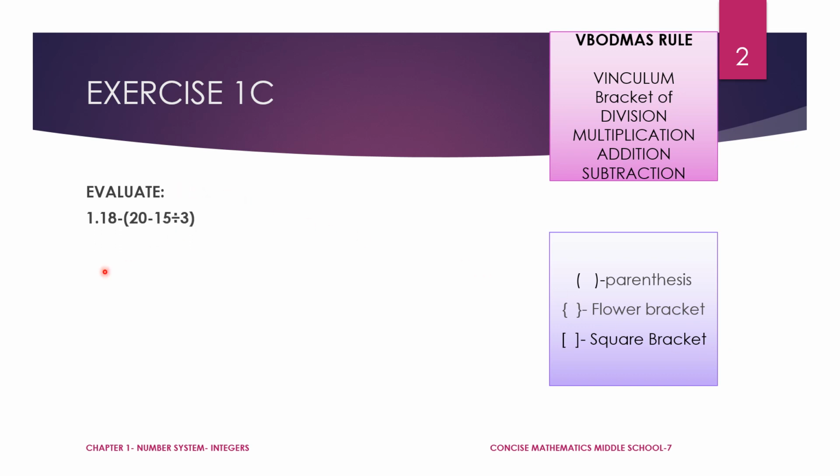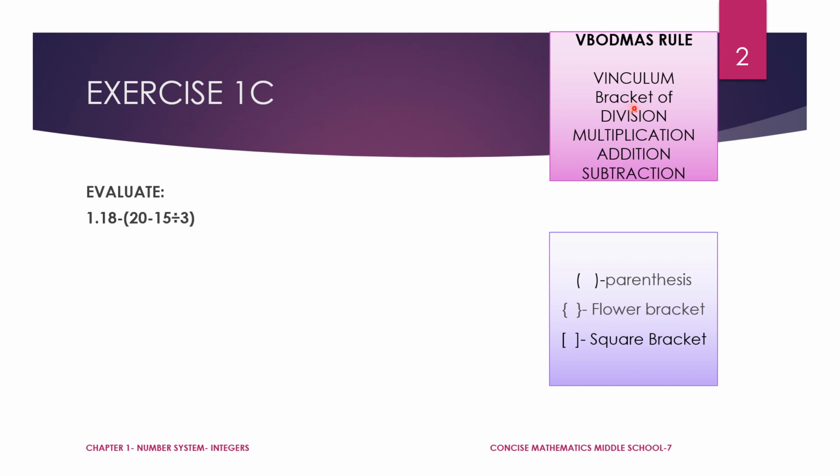Evaluate. Here, this is the first question: 18 minus (20 minus 15 divided by 3). Here, do you have any vinculum? No, you don't have any vinculum. Vinculum is nothing but a dash on the top of the integers, right? You don't have any vinculum in this question. In the next questions, we can solve the vinculum also. So here, you don't have any vinculum.